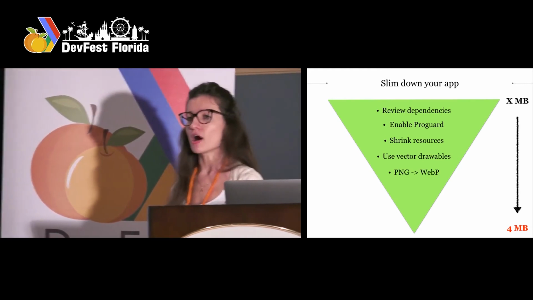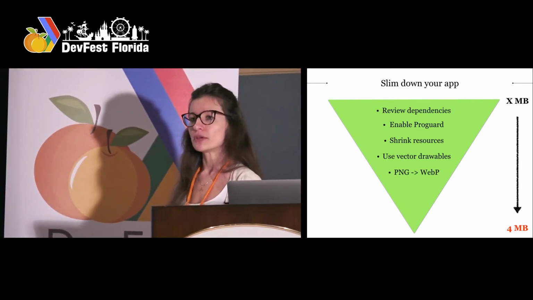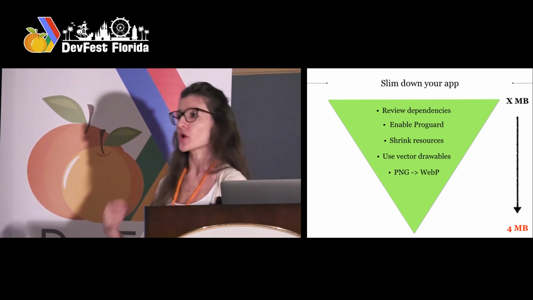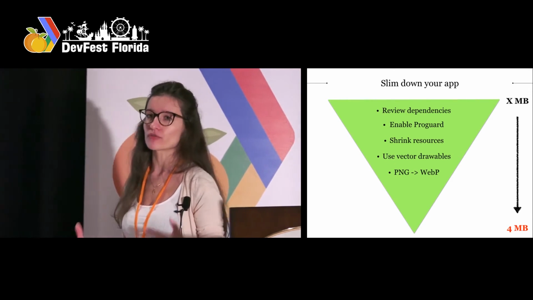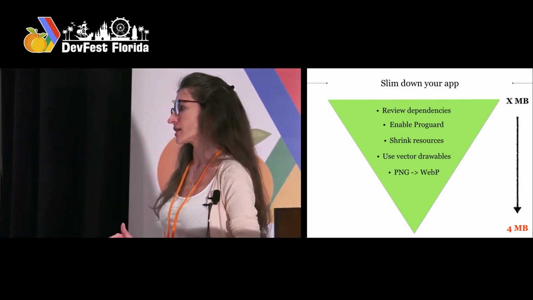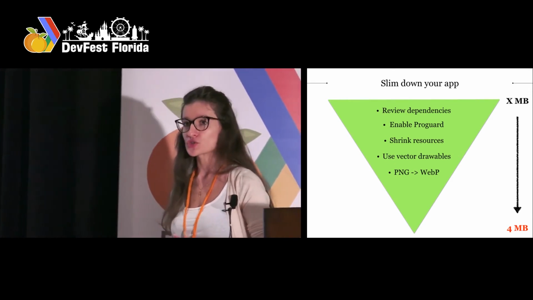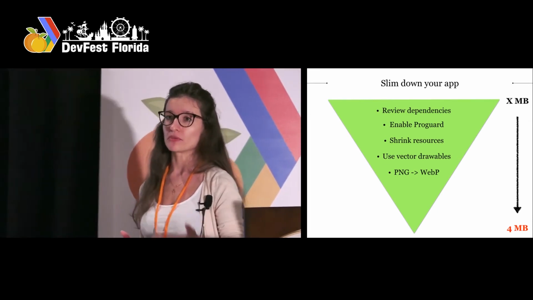If you do need to use a complex image, please convert your PNG to WebP, which is usually 2x smaller than PNG files. And again, it's so easy to do that right within Android Studio. You just need to right-click on the resource, and then there will be an option to convert a PNG to WebP.